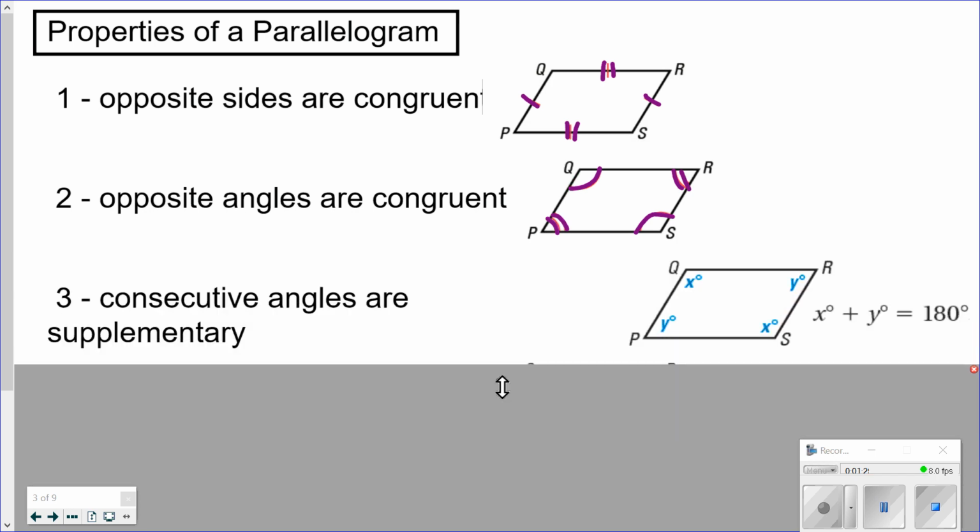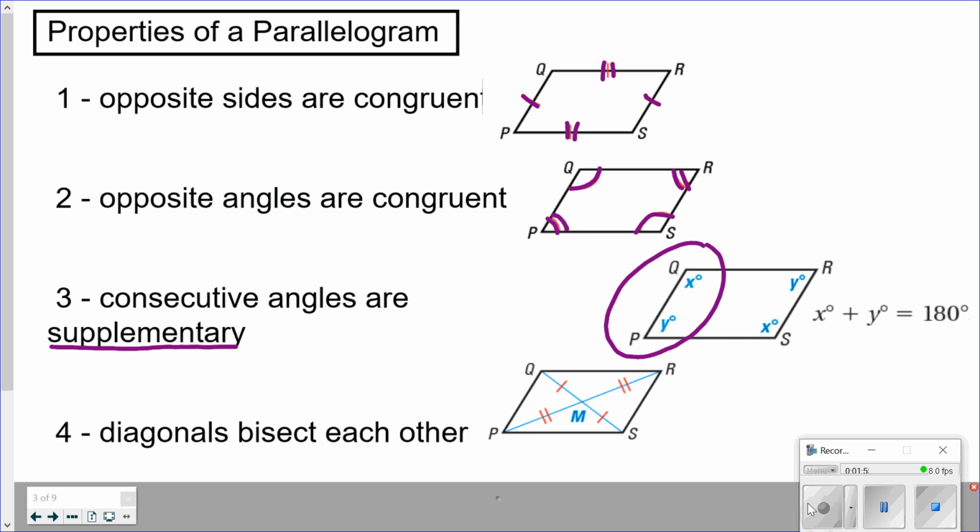Number three, the consecutive angles are supplementary. Consecutive angles would be this angle pair right here. If you look, we notice that angle Q is obtuse and angle P is acute, meaning they're not the same. But what we do know about them is that they're supplementary. What does supplementary mean? It means that they add up to 180. So angle X plus angle Y is equal to 180.